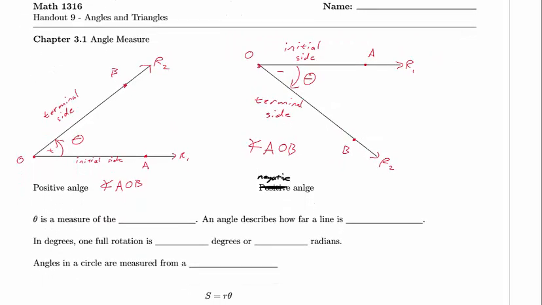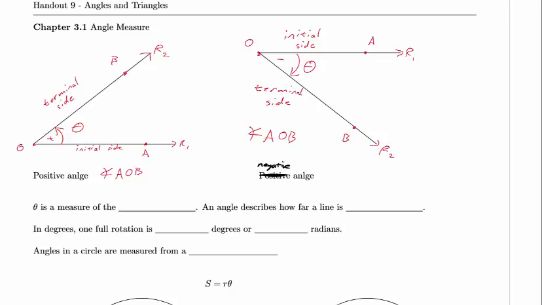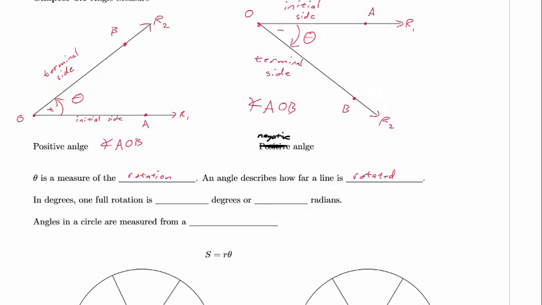Alright, and so this next verbiage, we've gone over it before. Theta is a measure of the rotation. And an angle describes how far a line is rotated. So in degrees, one full rotation is 360 degrees, or 2 pi radians. And angles in a circle are measured from a reference side, which correlates with the initial side of the angles that we just looked at.